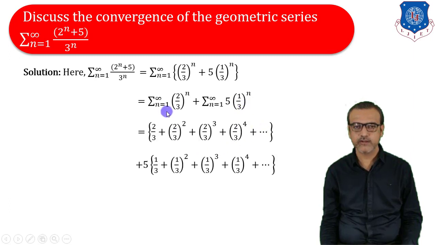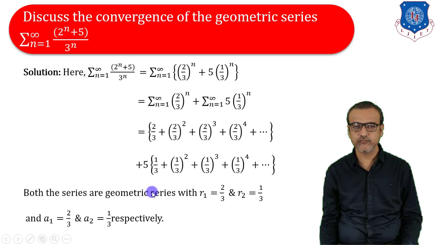Now this is a geometric series. Replacing n by 1 you will get 2/3. Replacing n by 2 you will get (2/3) squared, and so on. Similarly for this series, 5 is a constant value. Replacing n by 1 you will get 1/3, for n equals 2 you will get (1/3) squared, plus for n equals 3 you will get (1/3) cubed, and so on. So both are geometric series, and for this series we have r1 equals 2/3, and for this series we have r2 equals 1/3.